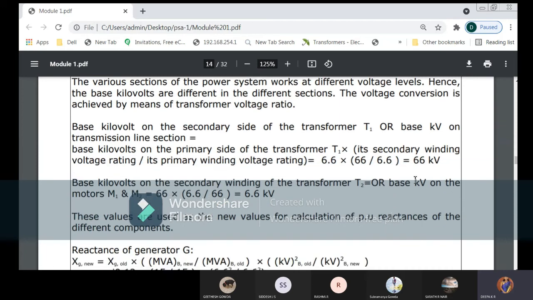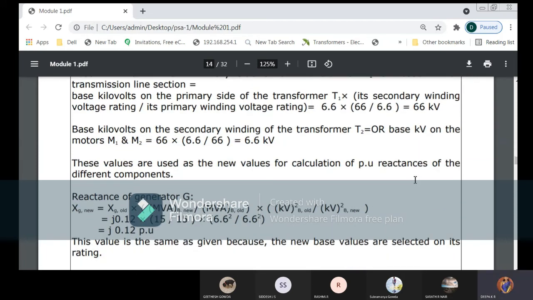Next, what is left out? They have taken another condition: base kilovolts on the secondary winding of a transformer. Why secondary winding? That is connected to the motor section. The motor is connected to the secondary side, that is the LT section. So LT is equal to what? HT into LT by HT. The HT value is 66, LT is 6.6, and you get the answer 6.6. So for the motor calculation, you have to write 6.6 as the new kV value.